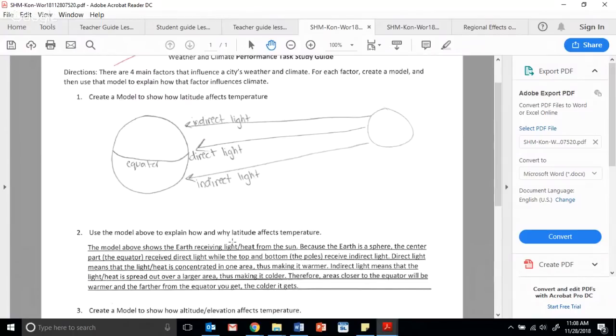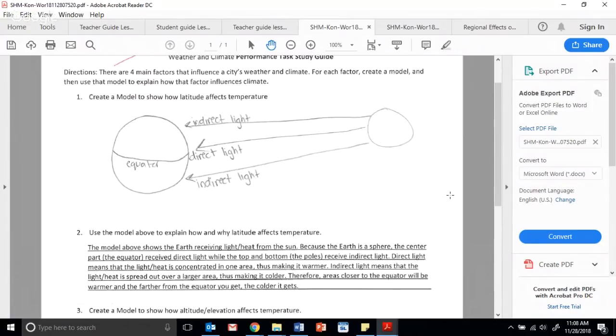Things that you need to focus on in this explanation, that you make sure you have in your explanation: You need to talk about direct light. You need to talk about indirect light. You need to explain what direct light is. You need to explain what indirect light is, okay? You need to explain that the equator is receiving direct light and therefore it's warmer, and you need to explain that the poles are receiving indirect light and therefore it's colder. Okay, so that's the first model and the first explanation.